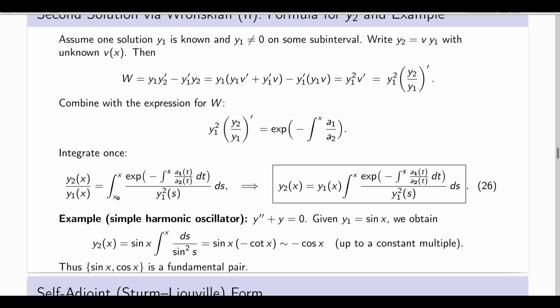In summary, the Wronskian reveals the structure of all second-order linear ODEs. Two independent solutions form a complete basis, and once one is known, the other, and every solution follows.